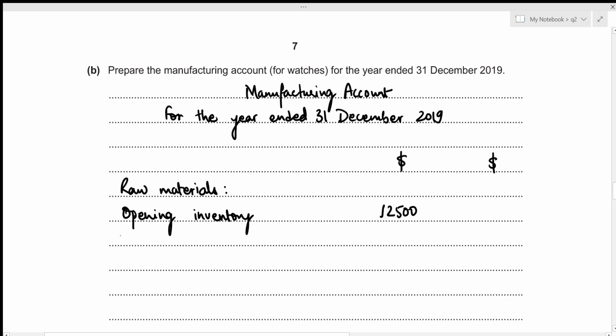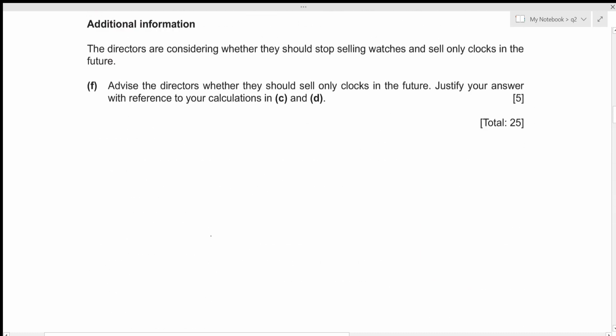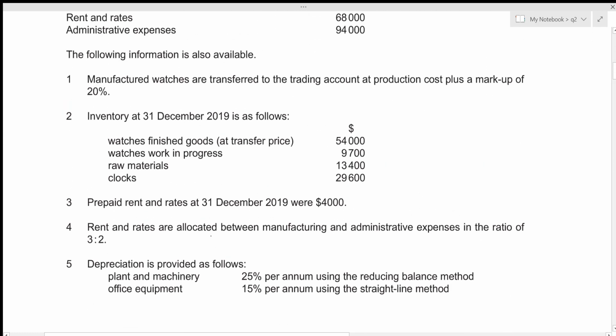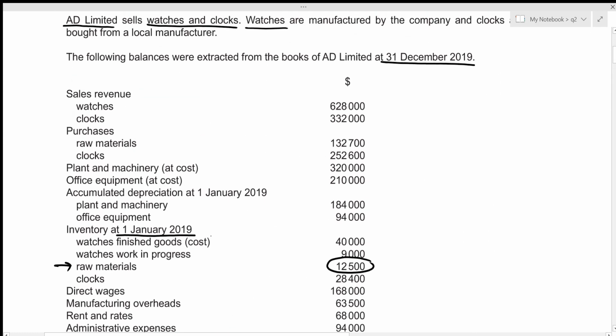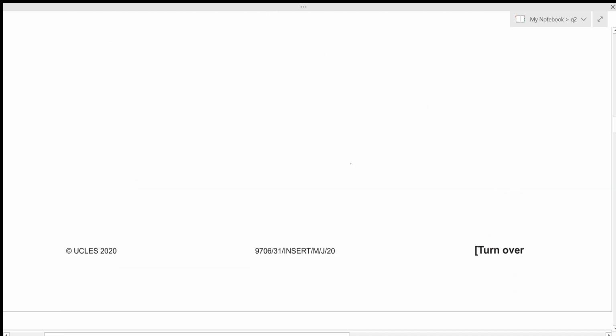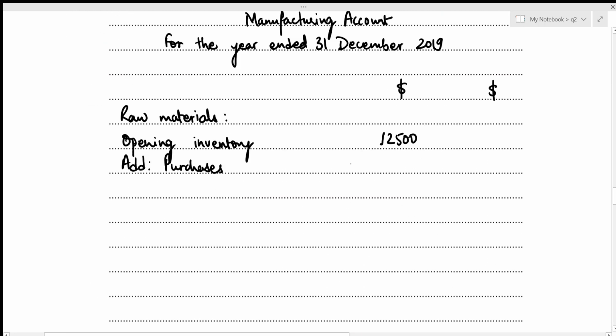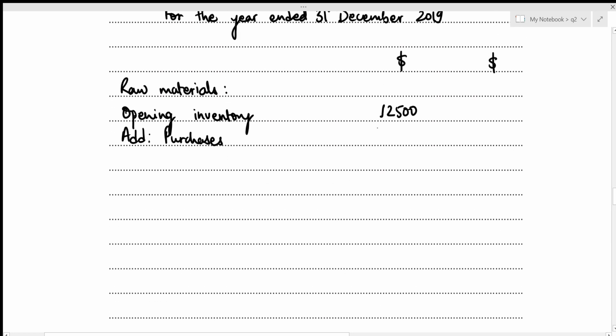Then we move towards purchases, and purchases are added. Let's have a look at the information again. You can see our purchases of raw materials right here, and it amounted to 132,700. So let's include it in our manufacturing account. That was 132,700. Then we subtract the closing inventory.